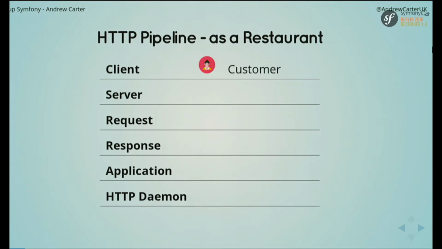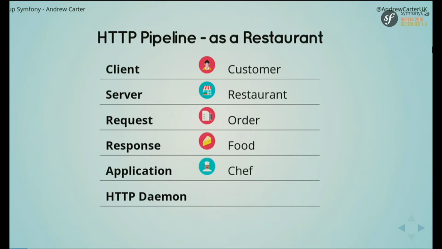The client is the customer coming into the restaurant. The server? I've considered the server as everything that the application and the daemon runs inside. So in this analogy, the server is actually the restaurant. The request? Yep, the food order. The response? The food. The application? Now we're on to the chef. And the HTTP daemon that takes the order to the application and returns the food? The waiter or the waitress.